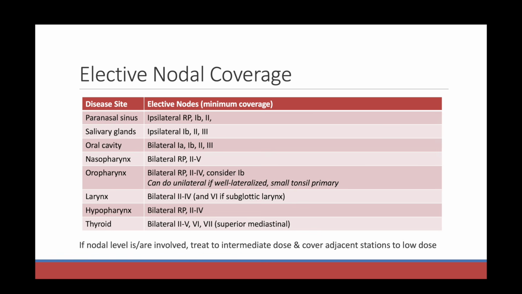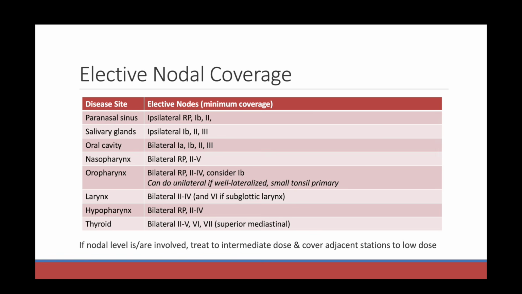So if you're covering level 1, level 1B is usually what you're covering. So for paranasal sinus, salivary glands, oral cavity, you're going to be covering level 1B. And then level 1A, especially for oral cavity, you want to cover because those, remember, are the submental lymph nodes, especially tumors that are kind of like the anterior floor of mouth, the lower lip, anterior tongue.